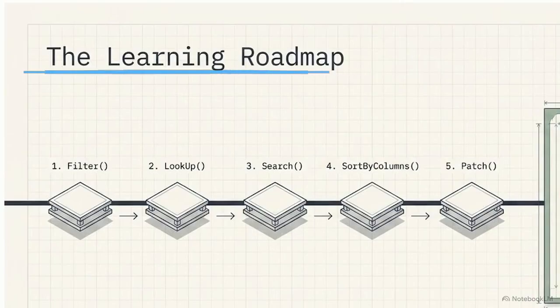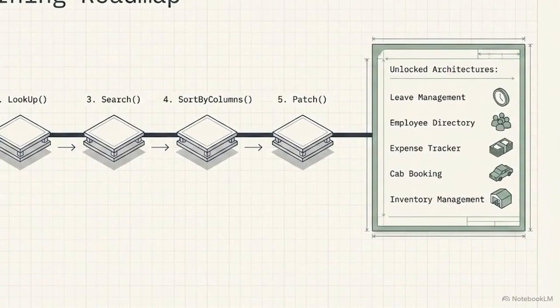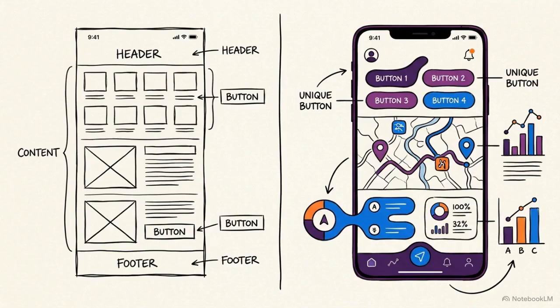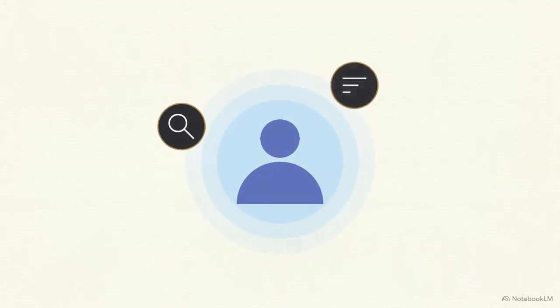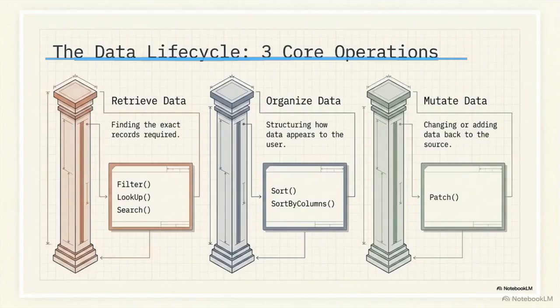These 5 functions, Filter, LookUp, Search, SortByColumns, and Patch, form a specific sequence that moves you from simple data viewing to constructing interactive systems like expense trackers or inventory managers. Mastering this sequence moves you past the limitations of standard templates, giving you direct control over how your app processes, sorts, and saves information. This diagram illustrates the core data lifecycle.